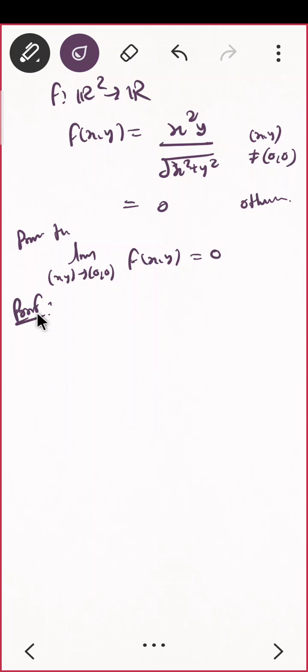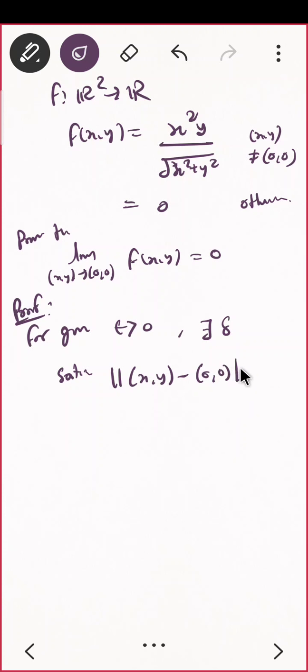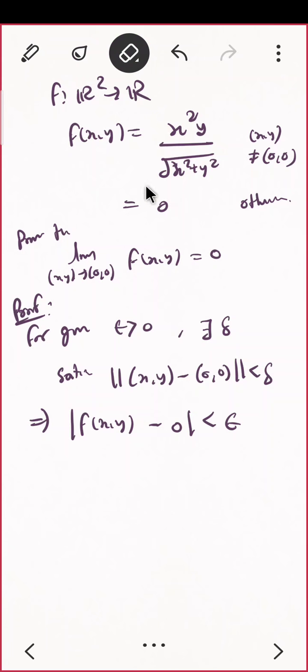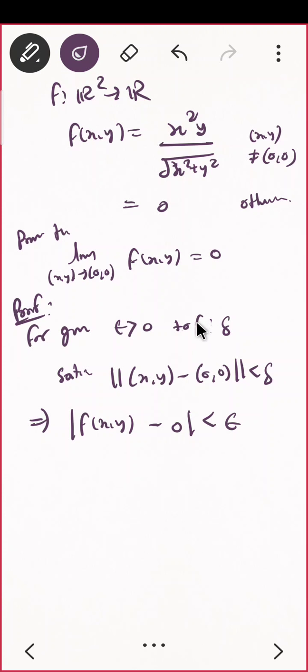Just start solving. How will you do? First let us write: for given epsilon, to find delta satisfying norm of (x, y) minus (0, 0) less than delta. That should imply mod of f of x y minus 0 is less than epsilon, correct? Oh, I should not write there exists. I should write to find. I'm not writing a definition, I'm writing a proof. To find delta, that is equal to this, correct?